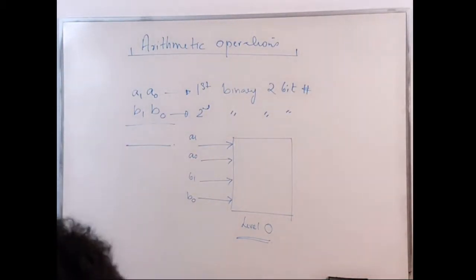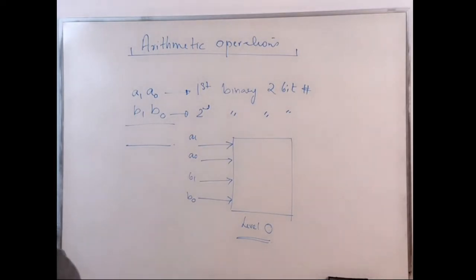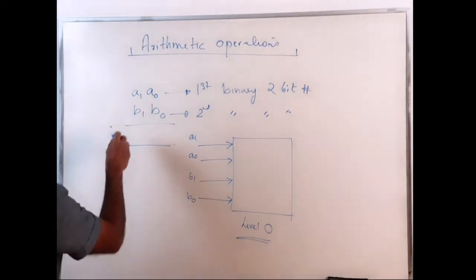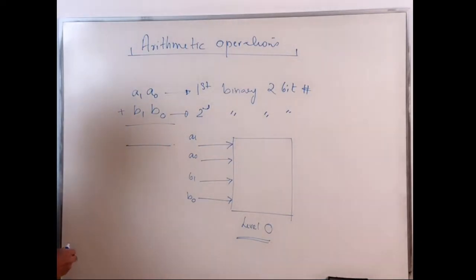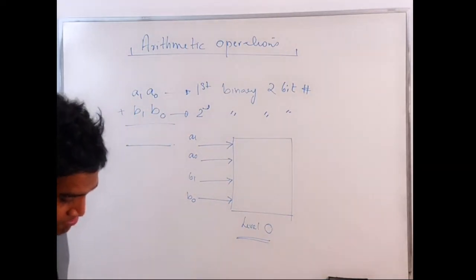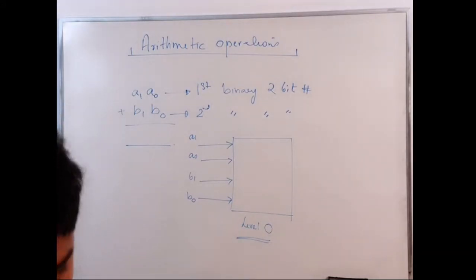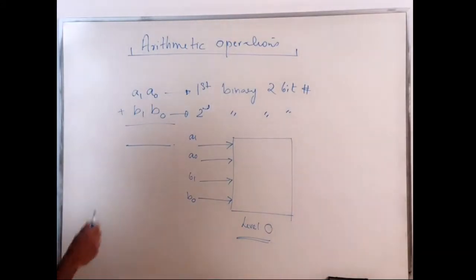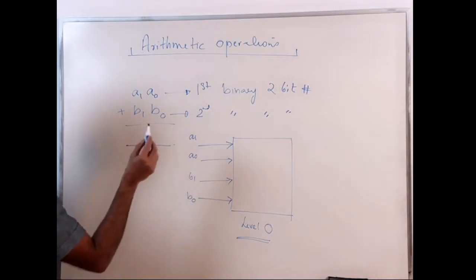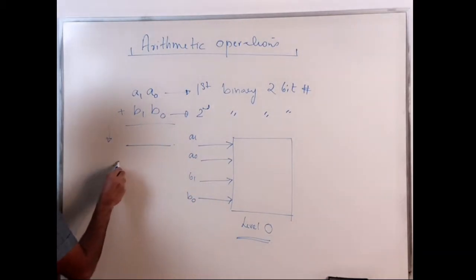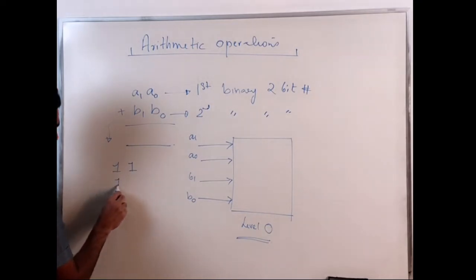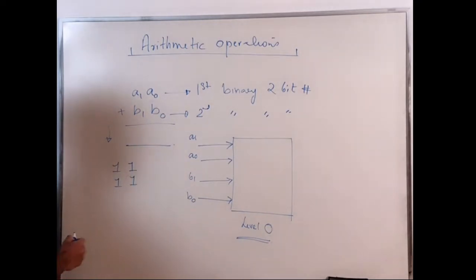Outputs. I'm adding these 2 binary bits together. Okay, let's say 3, right? Why? Because let's take an example. Whenever you're in doubt, let's put actual numbers together. Let's say I want to add 1, 1 to 1, 1. Those are the largest possible numbers in 2 bits.